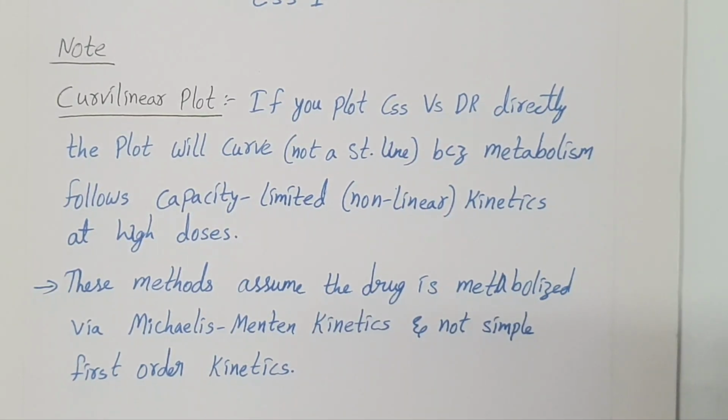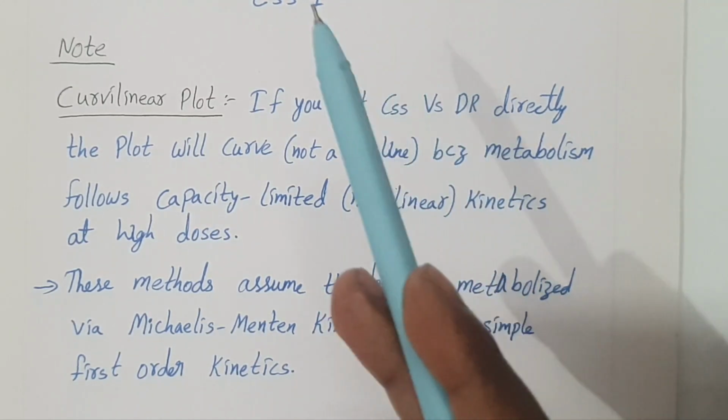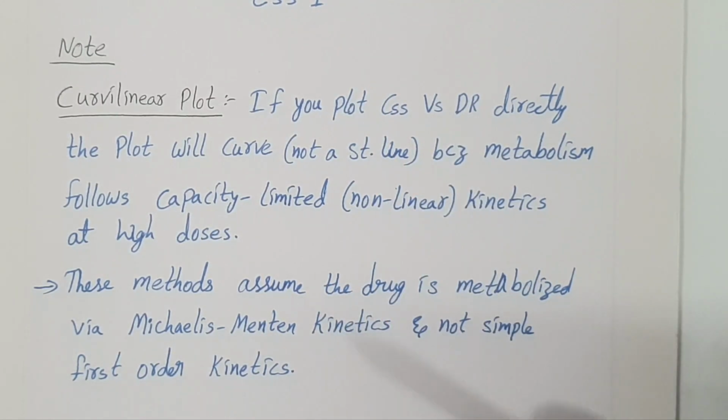And that completes today's explanation of how to estimate Km and Vmax using in vivo methods in biopharmaceutics and pharmacokinetics.